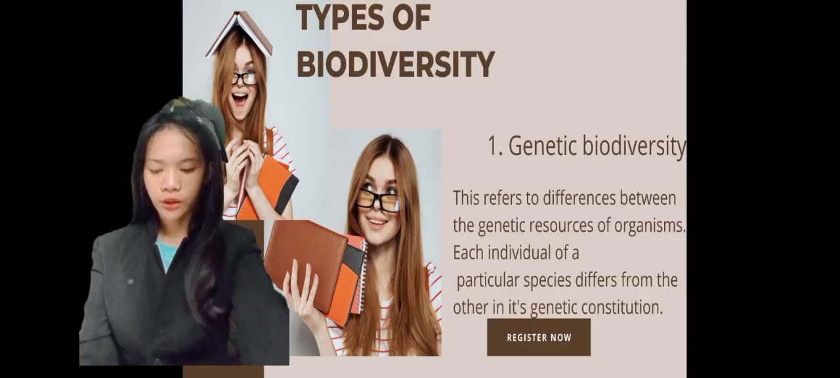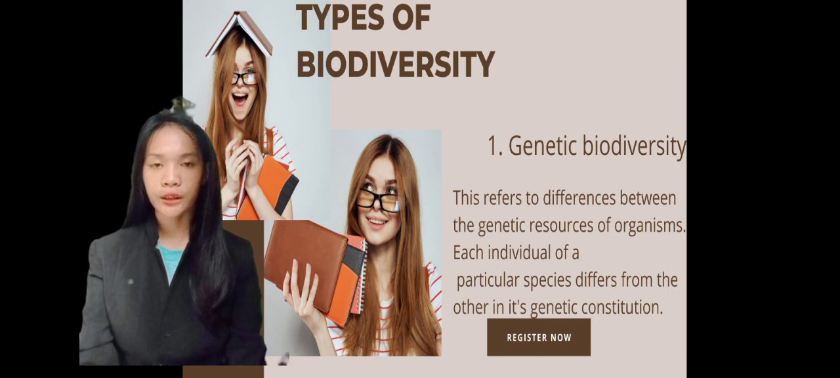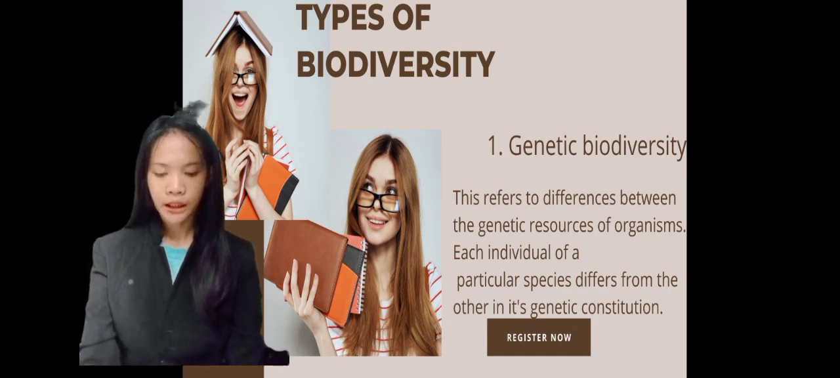Genetic biodiversity. This refers to differences between the genetic resources of organisms. Each individual of a particular species differs from the others in its genetic constitution. Examples are breeds of dog, types of rice, and variations of frogs.